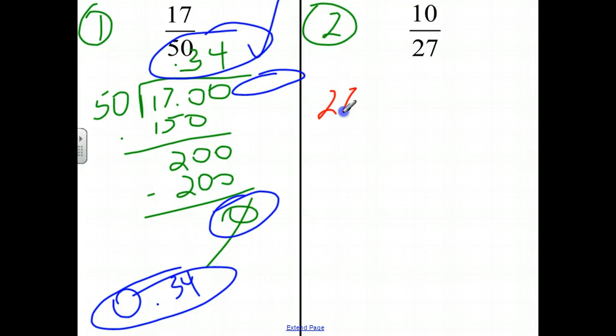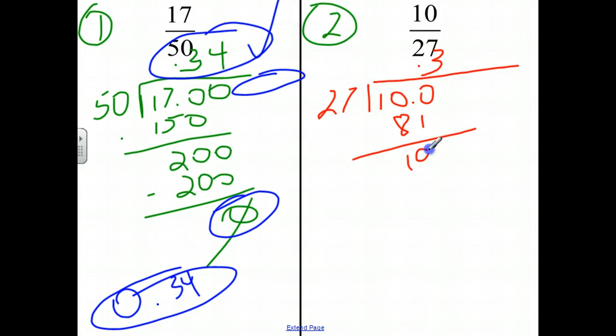Now for number 2, let's look at 10 divided by 27. Again, 10 divided by 27. Now 27 doesn't go into 10, so we need to add the decimal point and annex a 0. 27 now goes into 100 3 times. 27 times 3 is 81. 100 minus 81 is 19. Now we annex a 0, and we're at 190. 27 goes into 190 7 times. 7 times 7 is 49. 7 times 2 is 14, plus the 4 from the 49 is 18, and this becomes 189.